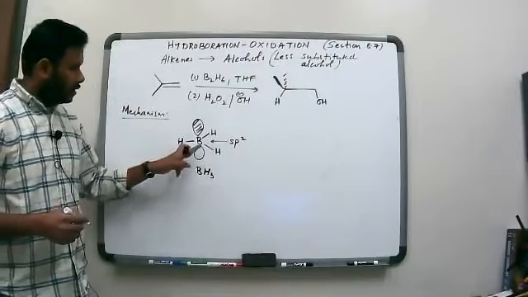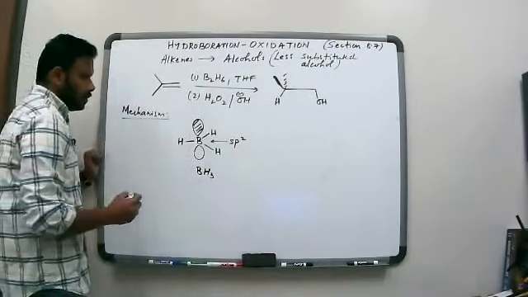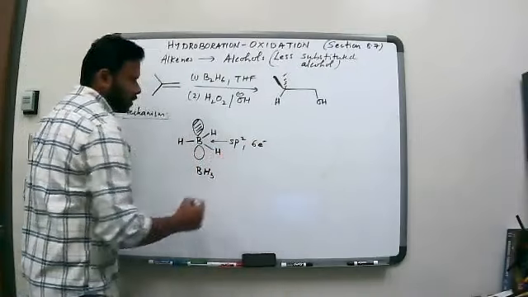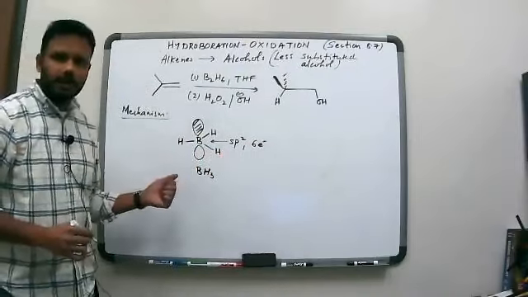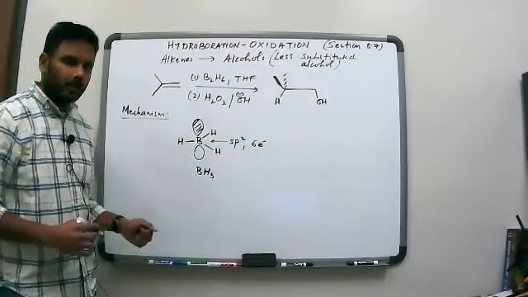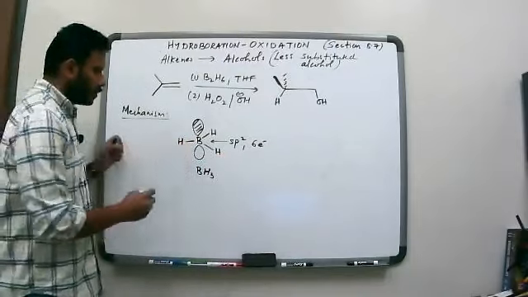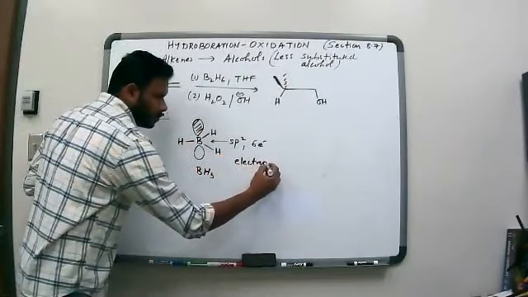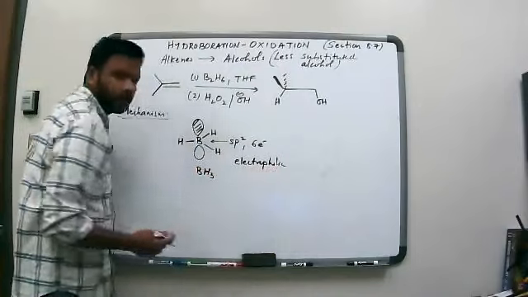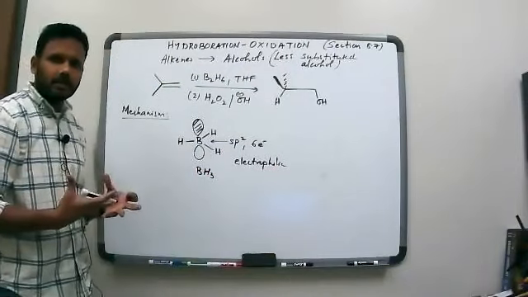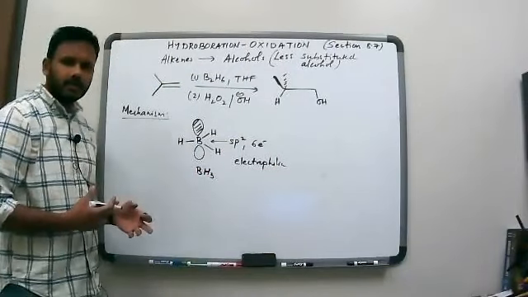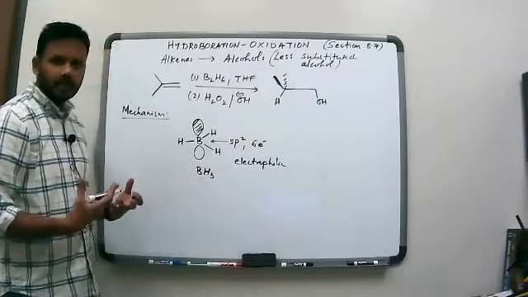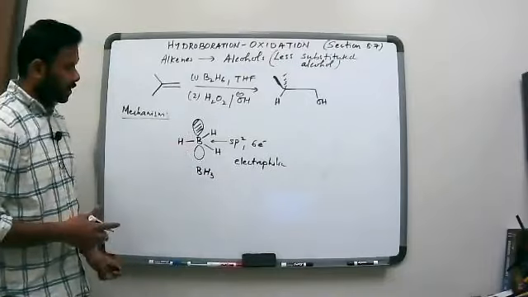And as you can notice, in BH3 the boron is sp2 hybridized and it is lacking an octet, with only 6 electrons, which means the boron center is electrophilic, or it's a Lewis acid. It's an electrophile. It's an electrophilic site. So this is electrophilic.